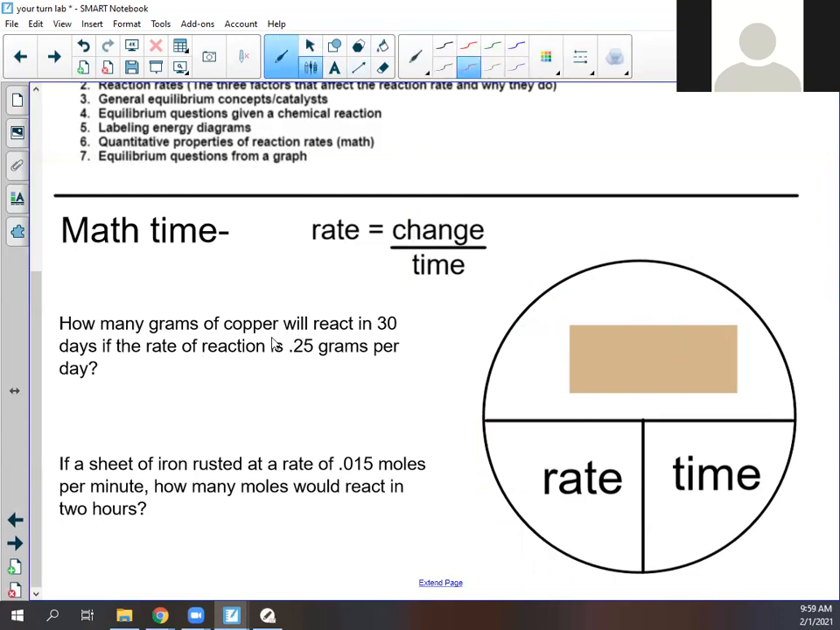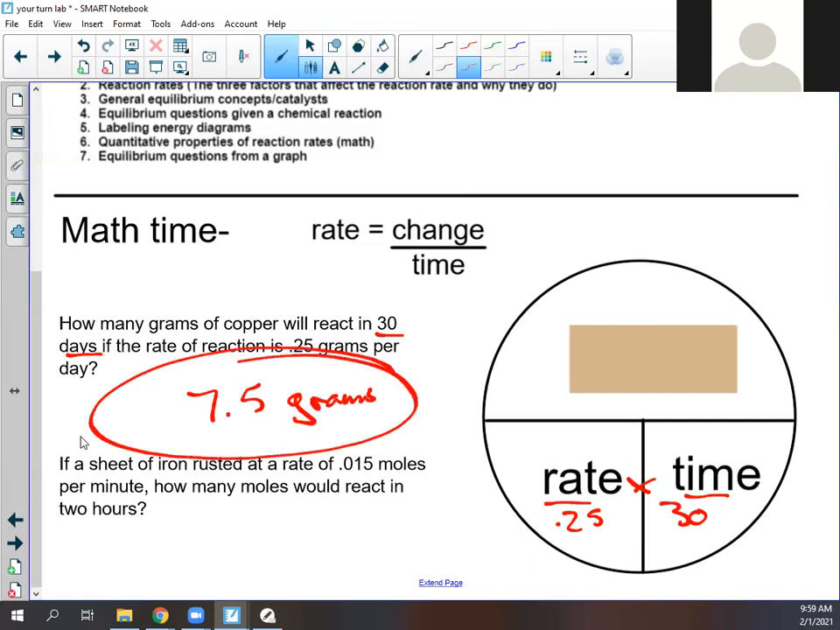So how many grams of copper will react in 30 days? So that would be my time. If the rate of reaction is 0.25 grams per day, I literally just take the rate, multiply it by the time, 0.25 times 30, and I get 7.5. That wasn't awful, was it? Okay, try that next one.